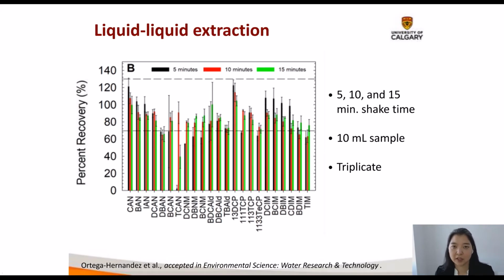We also did an optimization of the shake time. We shook 10 milliliters in triplicate with spiked analytes for 5, 10, and 15 minutes. And we did not observe significant changes with the shake time, so we decided to use 5 minutes.